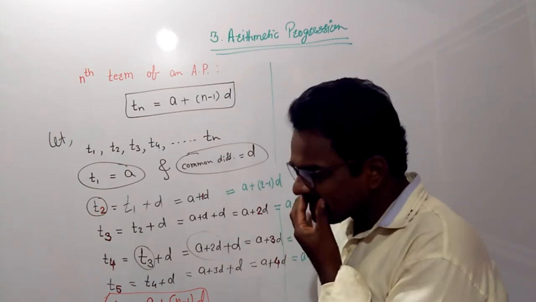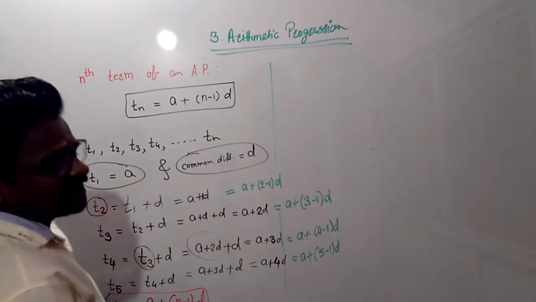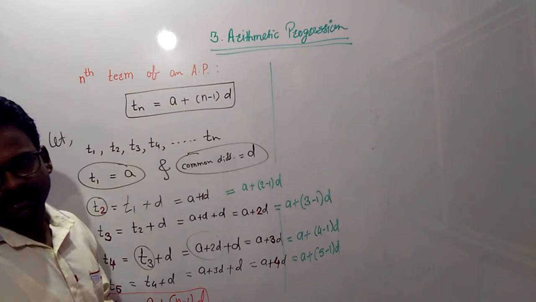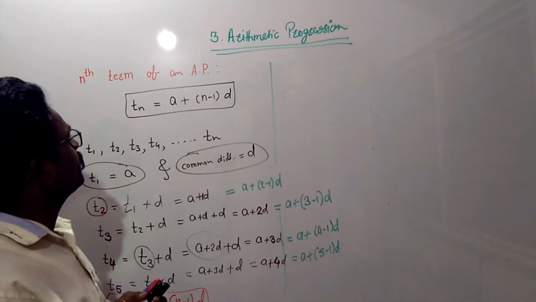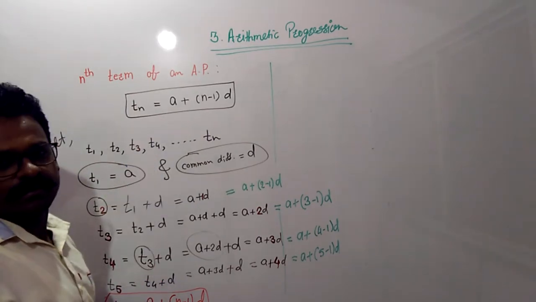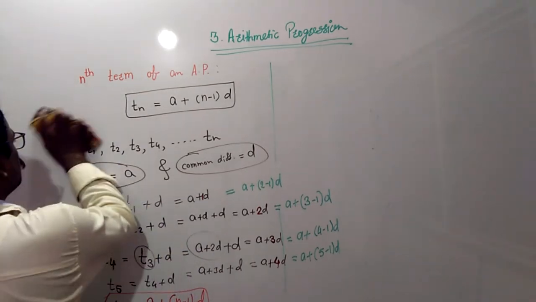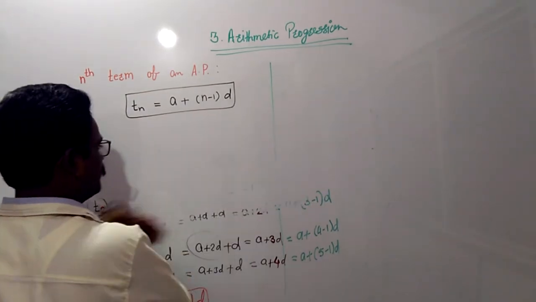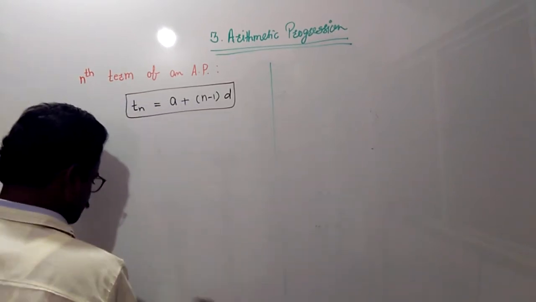Now see, students, we will discuss one or two problems here, which are based on a similar concept: the nth term in an AP. Tn is equal to a plus n minus 1 into d. Now let's discuss that problem.